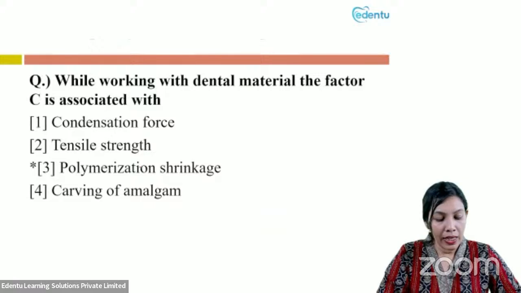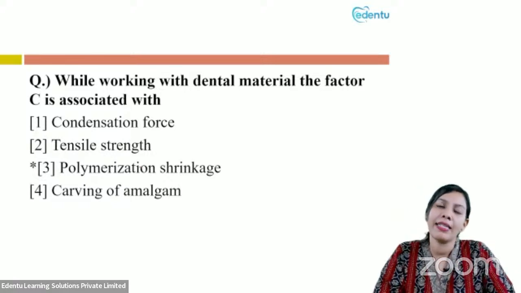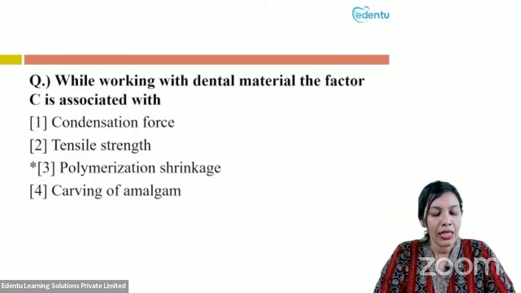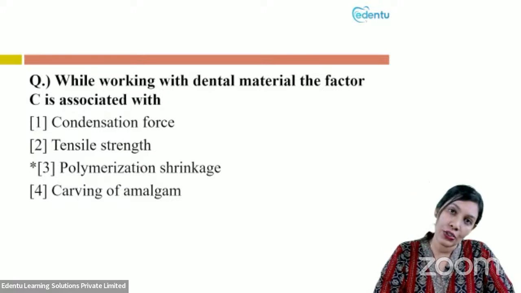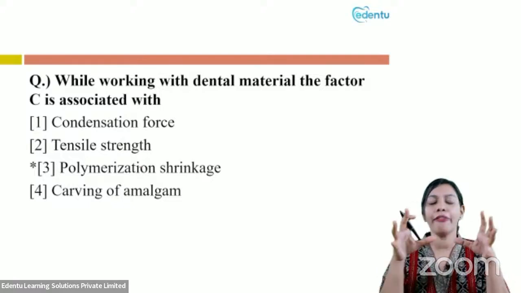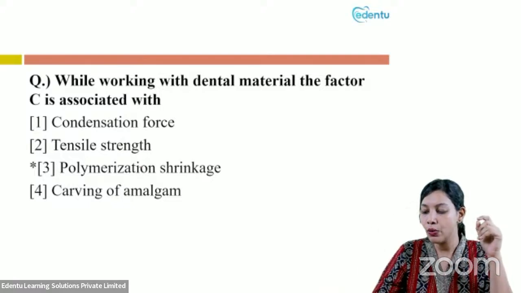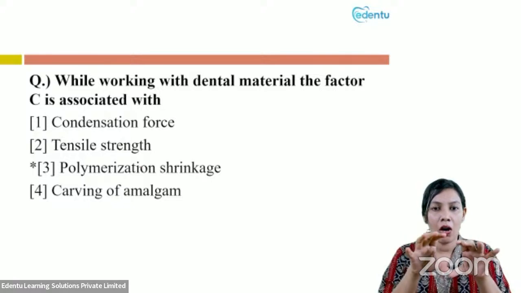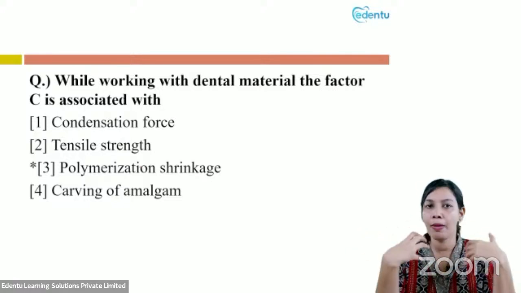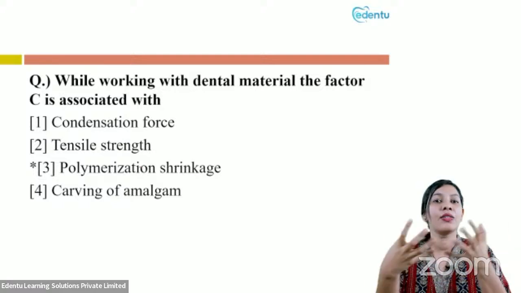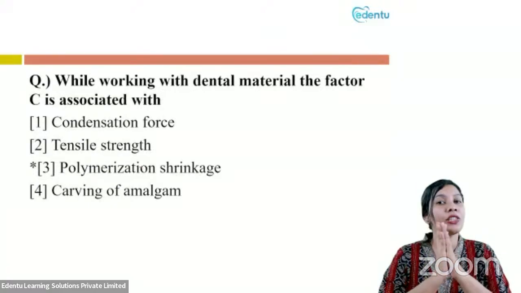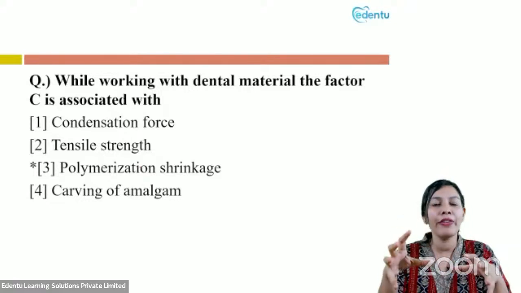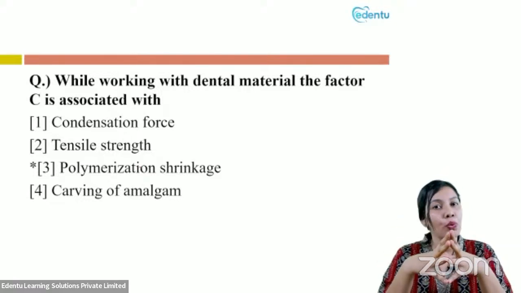Now, while working with dental materials, the factor C is associated with what? As I said, it is the configuration factor, and it is related to polymerization shrinkage. This is a brief idea about composite. Whenever you read about composite, first study the compositions, especially organosilanes. I have given a beautiful chart, just memorize that. The filler particles, the resin particles, etc. on one side. Classification is also important, microfilled, nanofilled. Normally nanofilled and hybrid composites are commonly used nowadays.